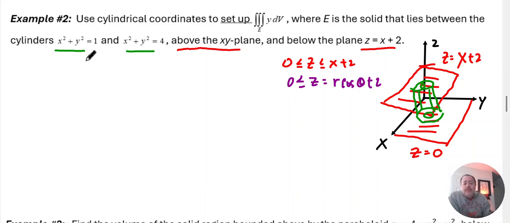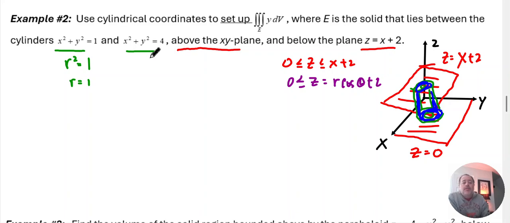But what we really just need to visualize here is that x squared plus y squared equals 1. Well, that's the same thing as r squared equals 1, and so that means r is going to be 1 in this first part. We're actually just looking at the region in between the two cylinders, so this little guy right here, if I want to highlight that a little bit better.